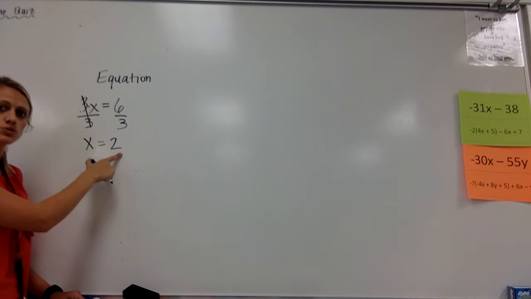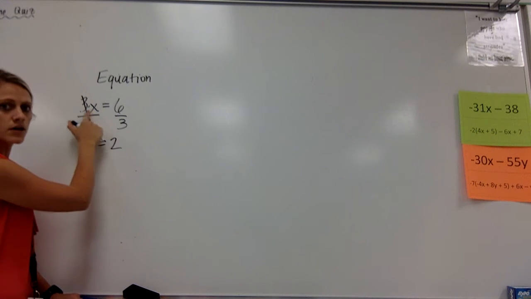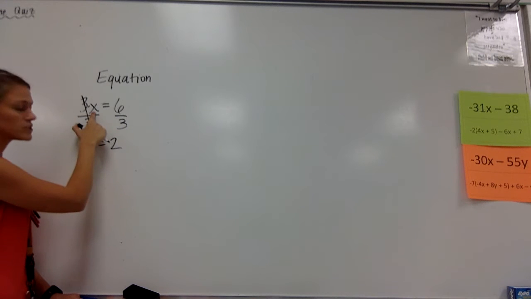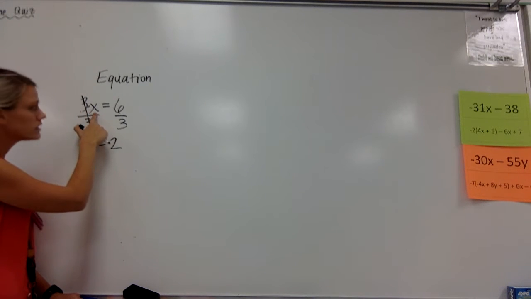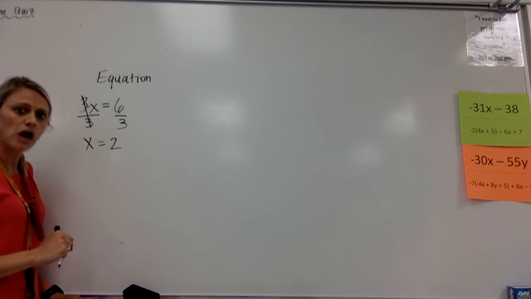X equals 2. If you want to check your answer, you can just plug it in. Originally, we had 3x equals 6. If I replace x with a 2, that means I have 3 times 2 equals 6. 3 times 2 is 6, so I'm good to go.